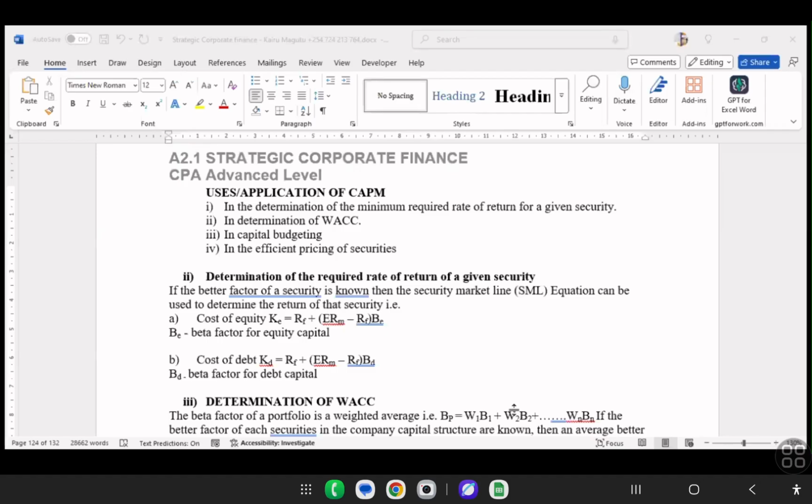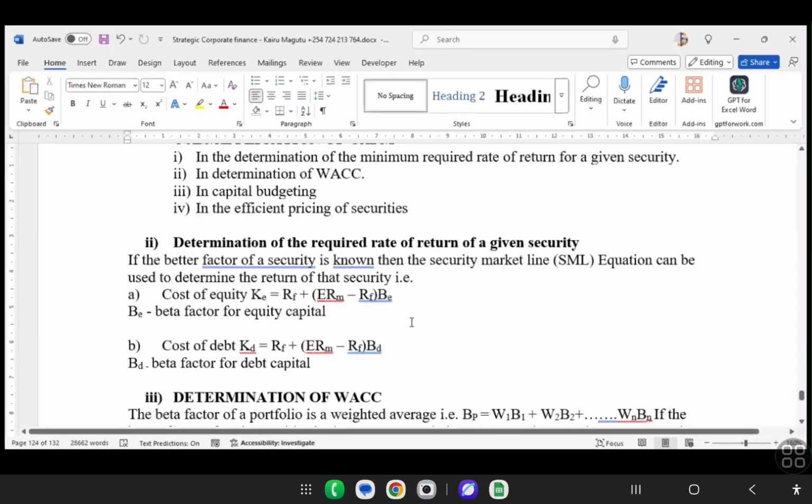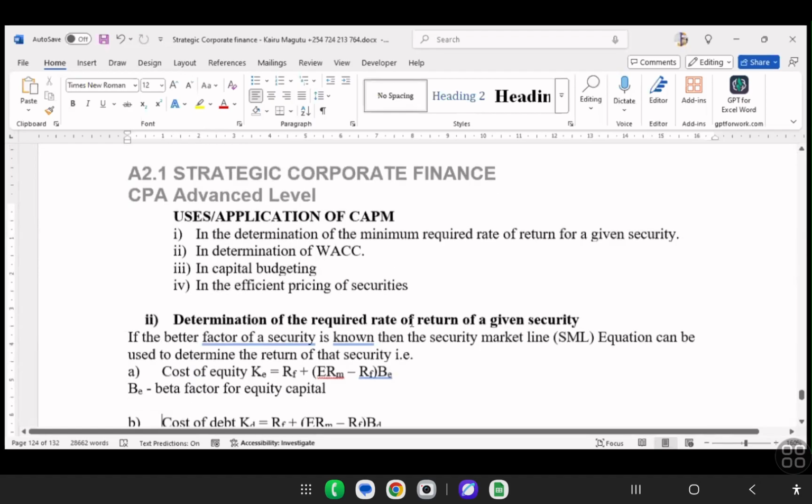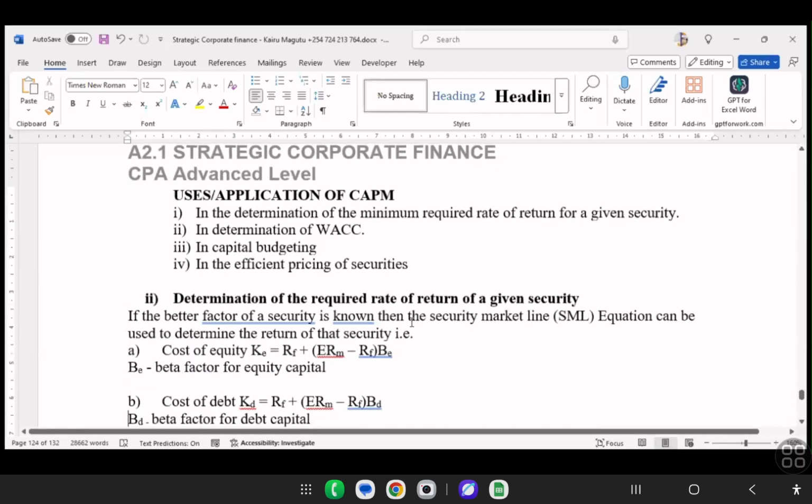I want us to continue from where we left yesterday. Yesterday, we started the portfolio theory. We did up to the capital asset pricing model. Before I wind up the capital asset pricing model, I want us to look at its applications, which I display on the screen. We have 4 applications.